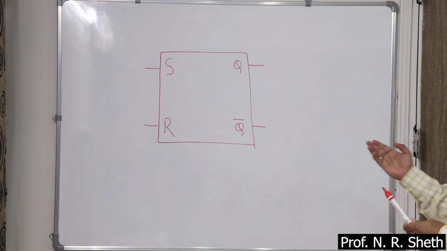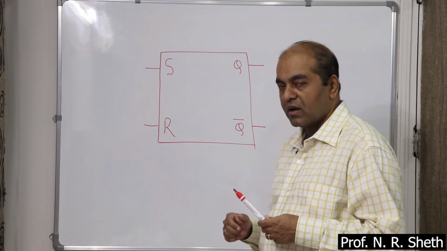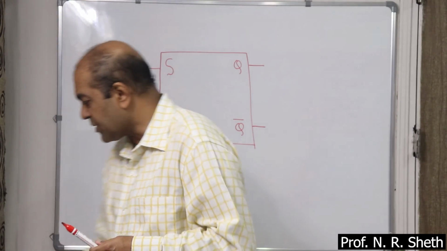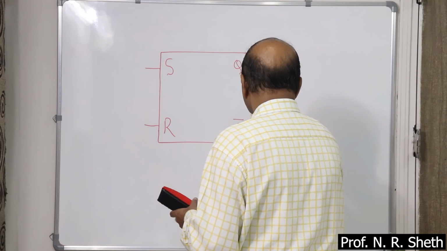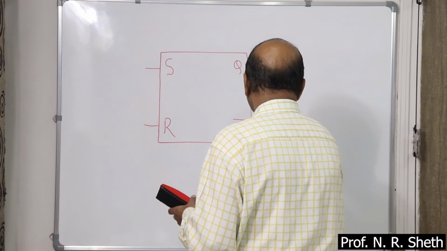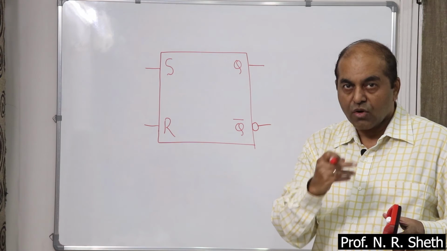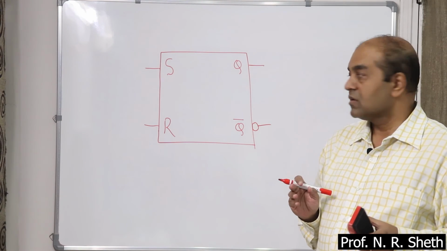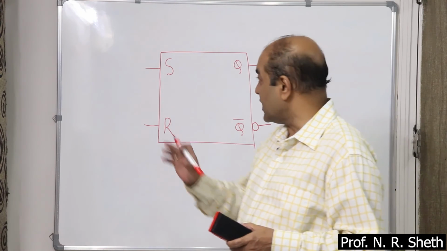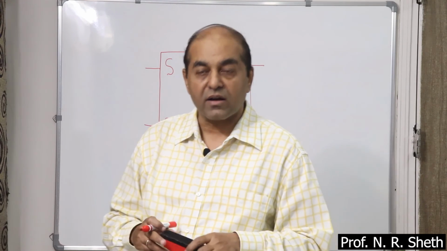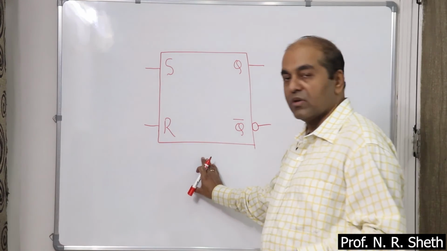Now the symbol. This is the symbol of the RS flip-flop: S, R, Q, Q bar. Sometimes it is also represented in this way, where there is a bubble that indicates Q and Q bar are complements of each other. Now, I am not going to draw the entire circuit with all 4 NAND gates every time. Simply I am going to draw this symbol.